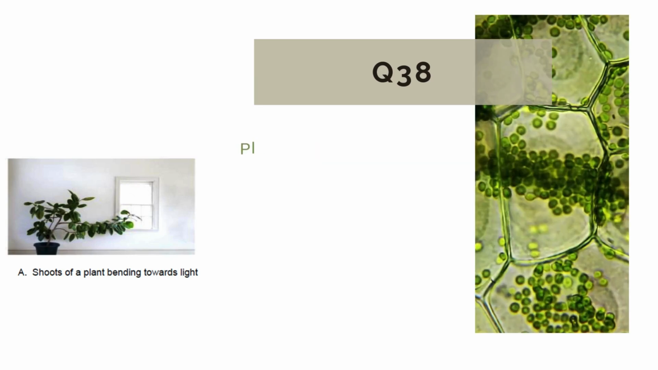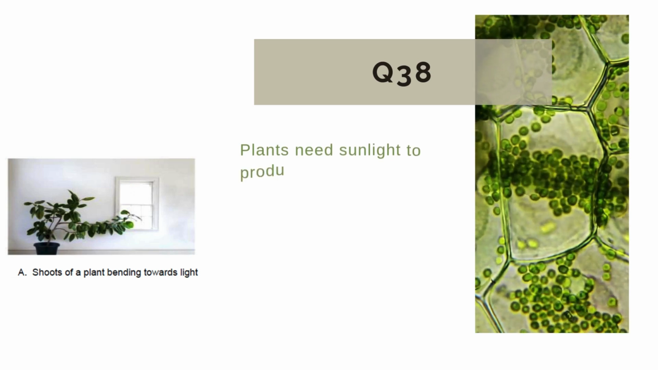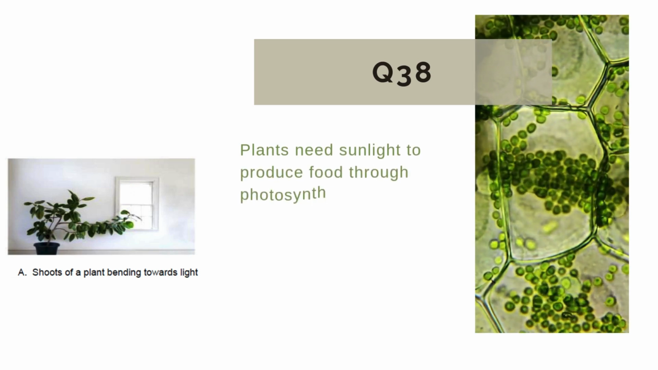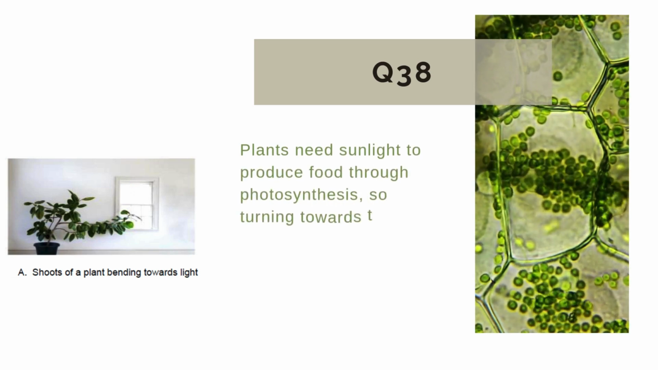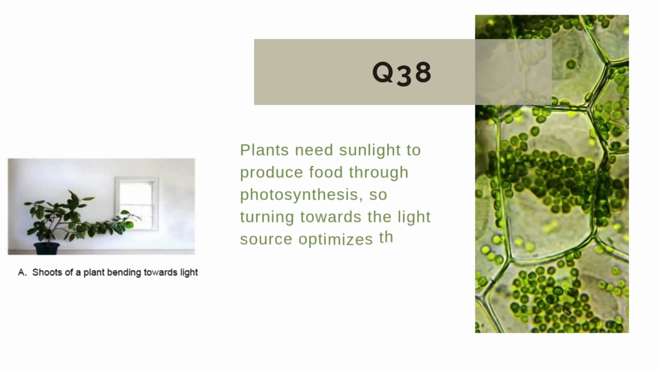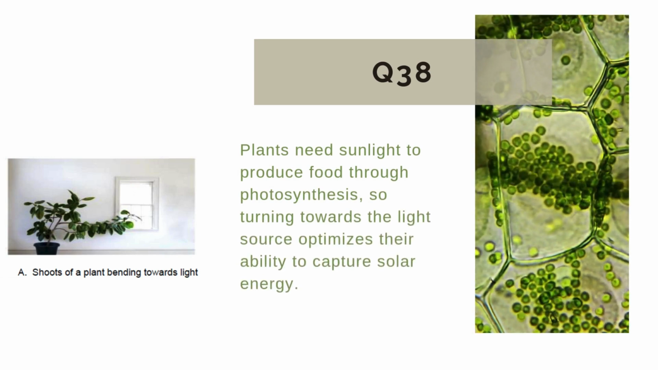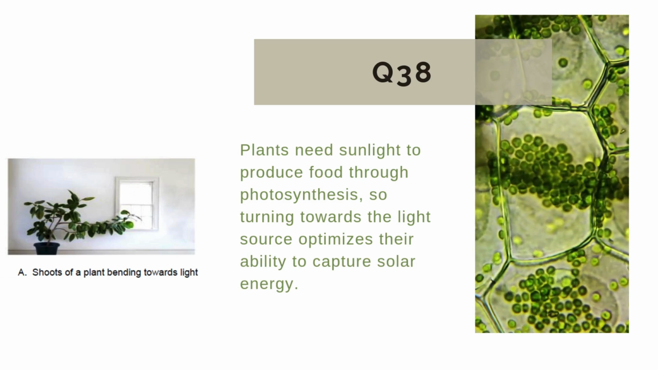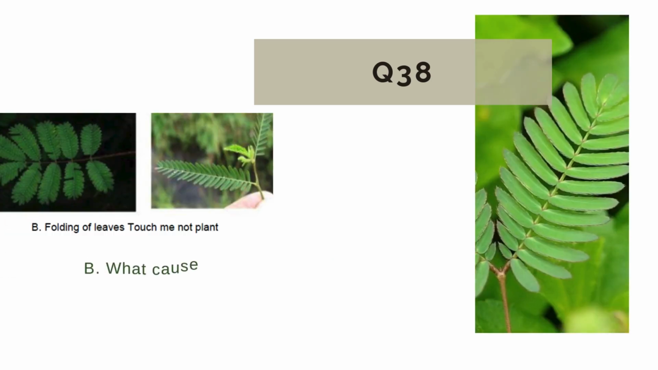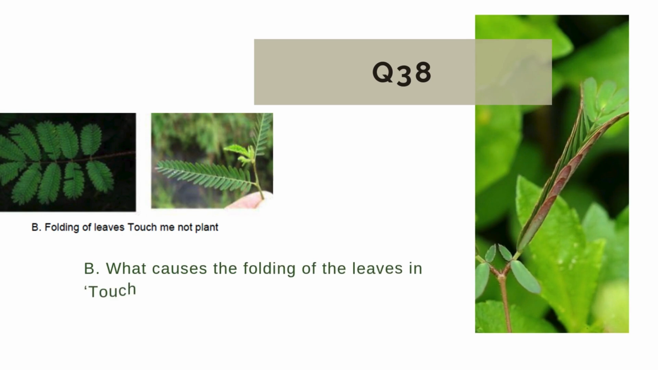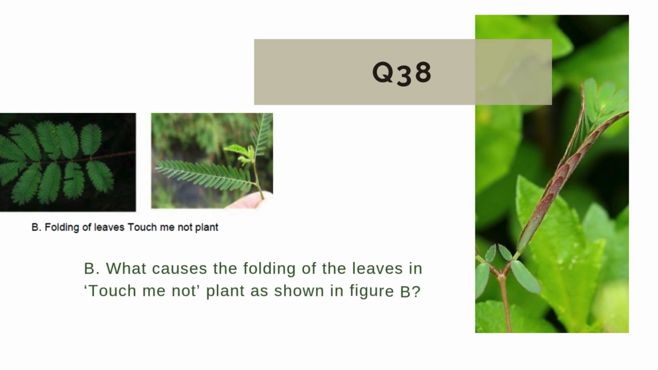And as we all know, plants need sunlight to produce food through photosynthesis. So, turning towards the light source optimizes their ability to capture solar energy. Be good? Thought so. Let's move to the next part of the question. What causes the folding of the leaves in the touch-me-not plant as shown here?